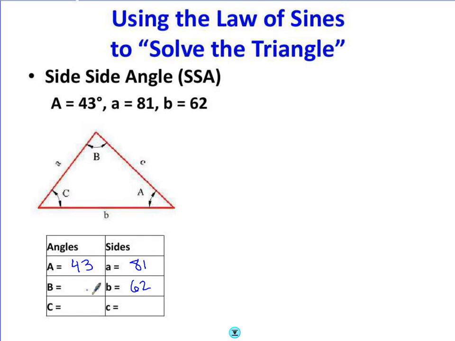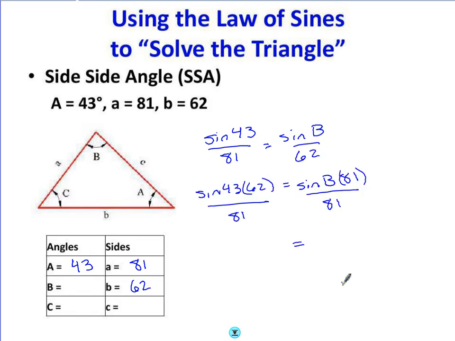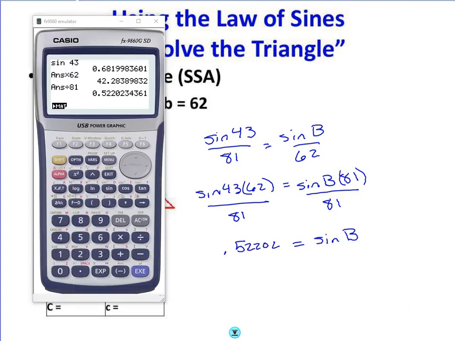So let's look at what we would have to do to solve this. The first piece that I can find is angle B. So I'm going to set up my law of sines so that I can find angle B. Alright, so sine of 43 over 81 equals sine of angle B over 62. And I'm going to cross multiply and divide to get B by itself, and I wind up with 0.522, and then it keeps going.